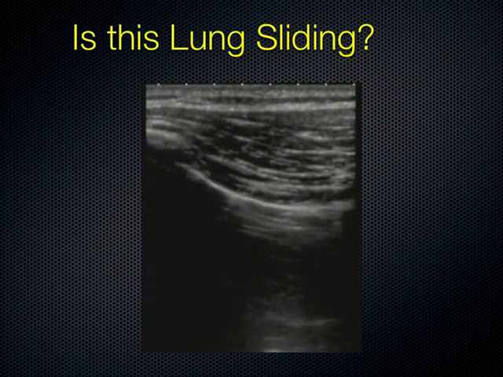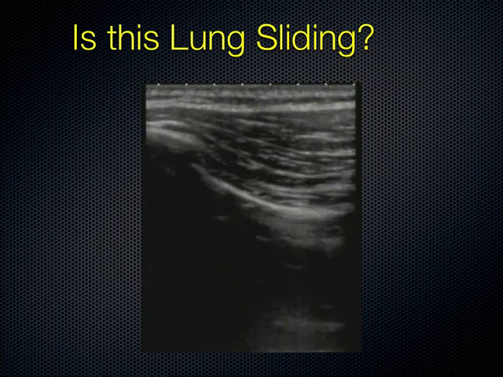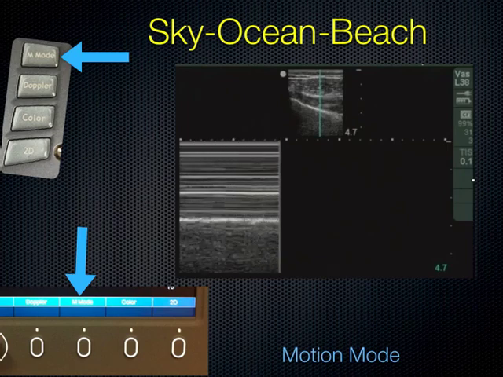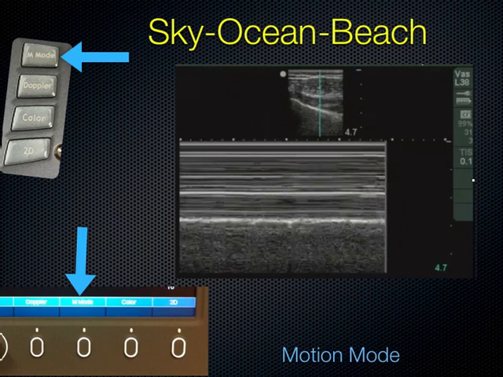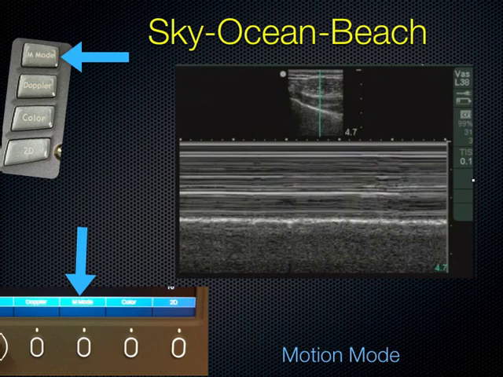Okay, so we're moving on to the M mode. If you put an M mode line through that interface, through the pleural line, and watch it over time, you end up having an image that we call Sky Ocean Beach. You'll hear it also referred to as the seashore sign. Either way, the soft tissue creates a striped appearance.